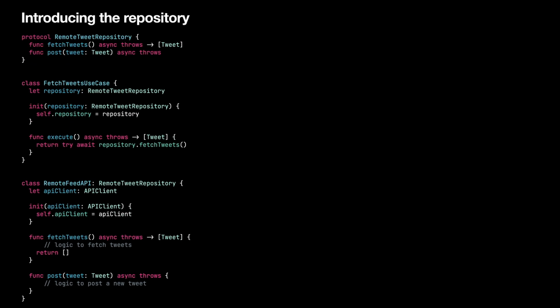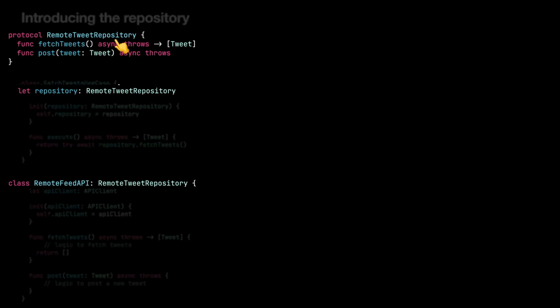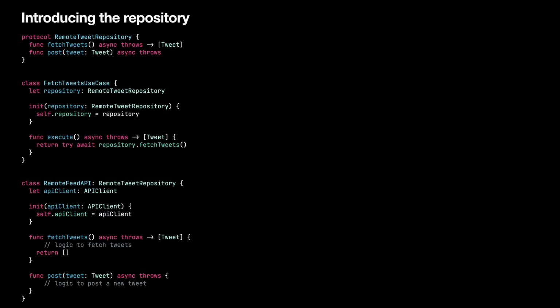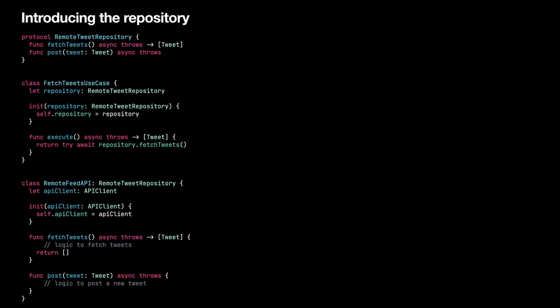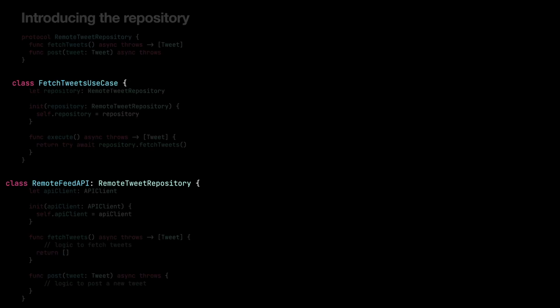So here we create a remote tweet repository protocol and inject it into the use case and make the remote feed API implement the protocol. And since it already has all the methods defined in the protocol, it is ready to go. Now our use case depends solely on abstraction and we decouple the business from the infrastructure. And by introducing the protocol, we are now inverting the dependency where the higher level module, which is the fetch tweet use case, depends on it, and so does the lower level module, which is the remote feed API.